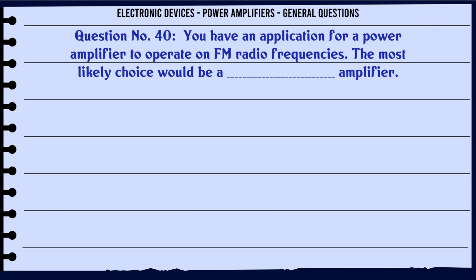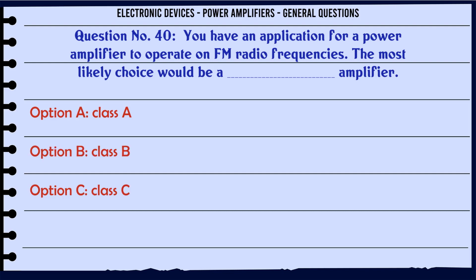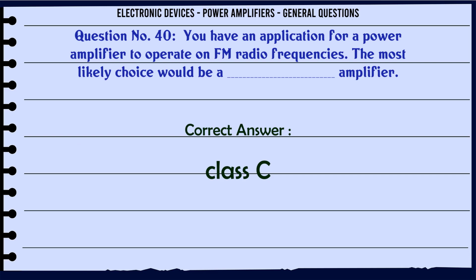You have an application for a power amplifier to operate on FM radio frequencies. The most likely choice would be an amplifier. A: Class A, B: Class B, C: Class C, D: Class AB. The correct answer is Class C.